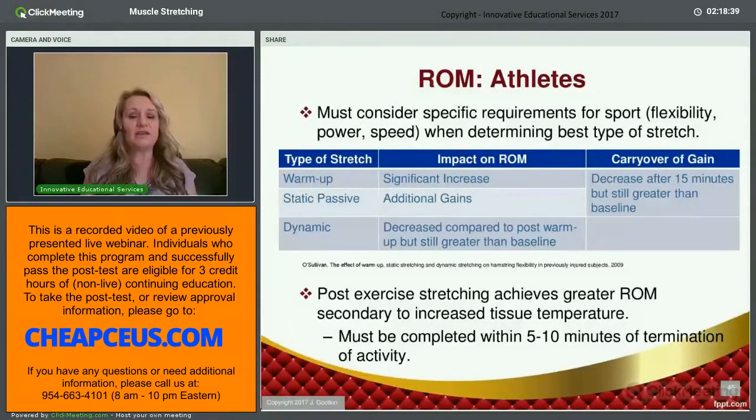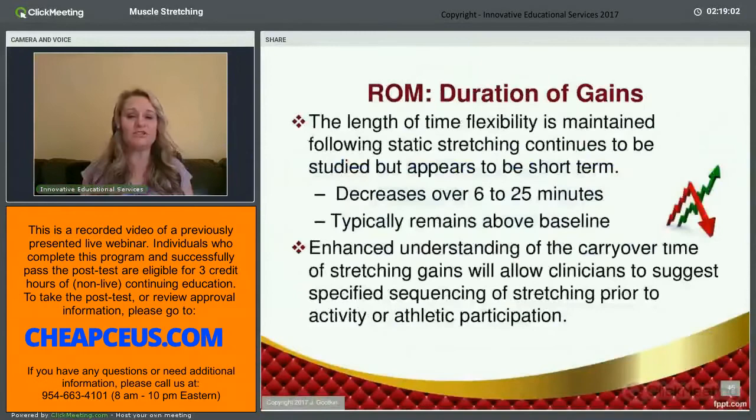What we're finding is that our window in terms of when our stretching is most beneficial, the gains, if someone does a static passive stretch, those initial significant gains, within 15 minutes, we start to see that creep setting in. So be aware that regarding timing of your stretch, the better option for patients is after they perform their sport or their activity participation.